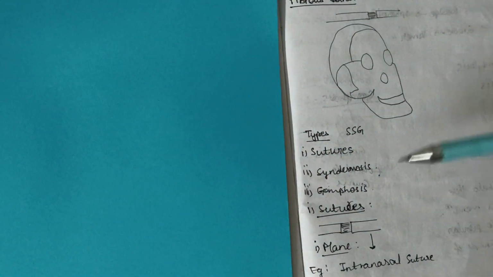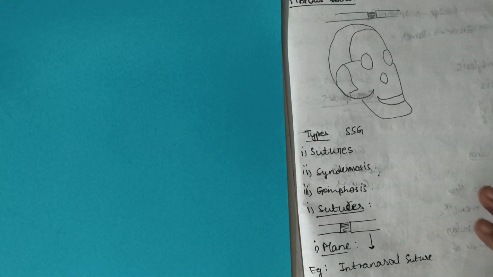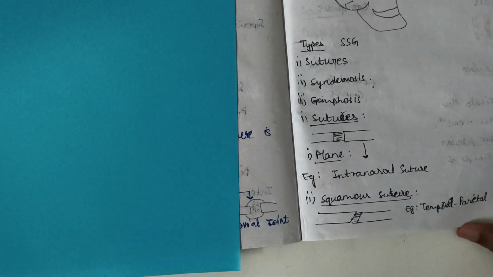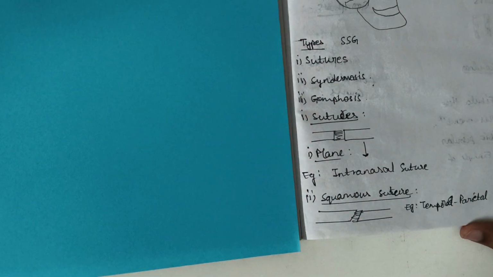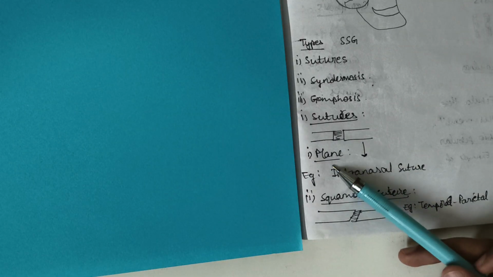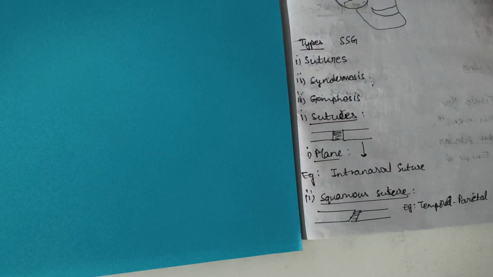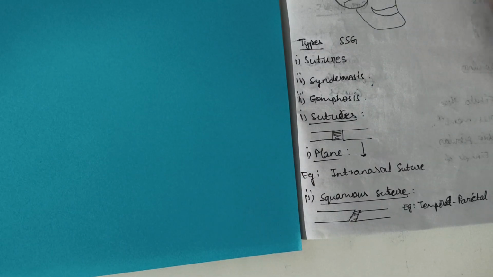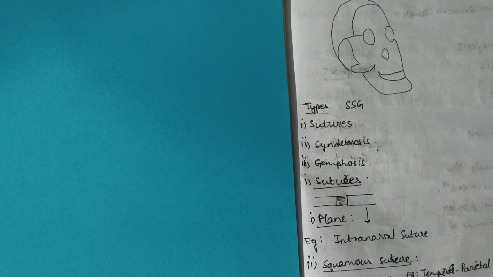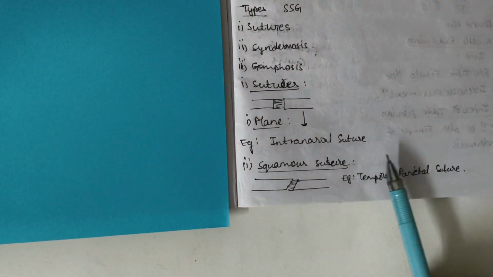Fibrous joint. There are three types: sutures, syndesmosis, gomphosis. Sutures. Sutures are again of different types. The first one is plain suture. Example is intranasal suture. And the second one is squamous suture. Example is temporoparietal suture.